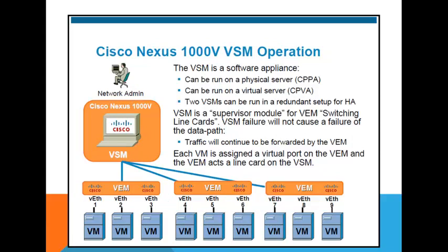So the virtual supervisor module can be on a VM machine, or it can be on a physical machine. We can have more than one VSM to have high availability. The VMs are seen as a line card. So if the VSM goes down, the data path traffic will never get disturbed. They will be kept on forwarding. VMs are called line cards to the VSM.